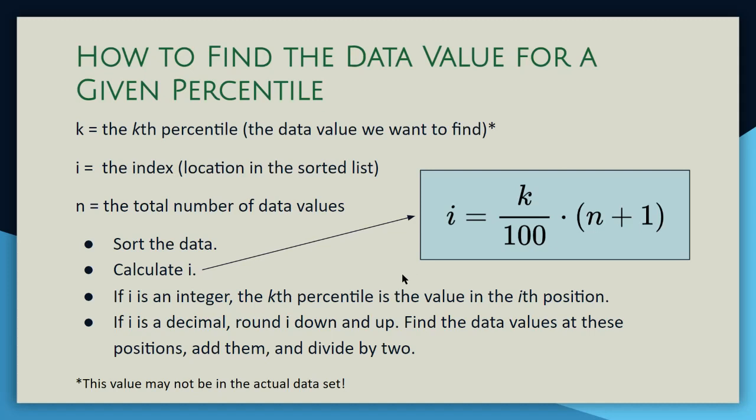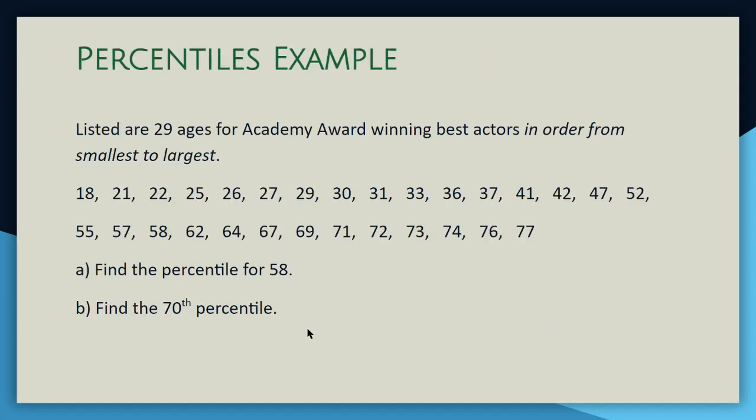Okay, let's do some examples really quick. Listed are 29 ages for Academy Award-winning Best Actors in order from smallest to largest. We're asked to find the percentile for the age 58, and then we're asked to find the age for the 70th percentile in this data set. What is the age that divides the lower 70% from the upper 30%?